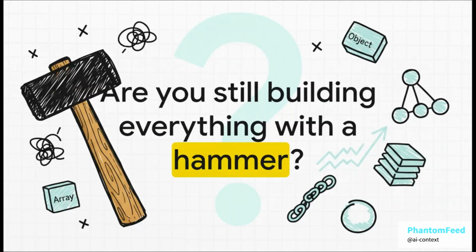So let's get real for a second. I want you to honestly ask yourself this question. Are you still building everything with a hammer? You know what I mean. In our world, the JavaScript world, that hammer is the plain old array or object. And look, they're great. They're super versatile. But if you're reaching for that same hammer for every single job, you're probably ending up with some slow, clunky, and just plain inefficient code.